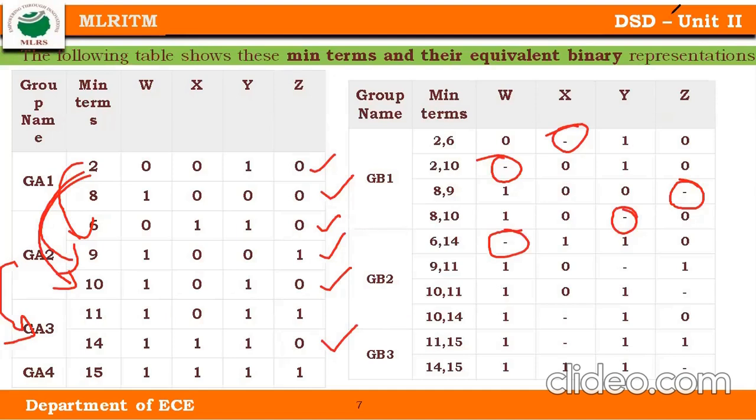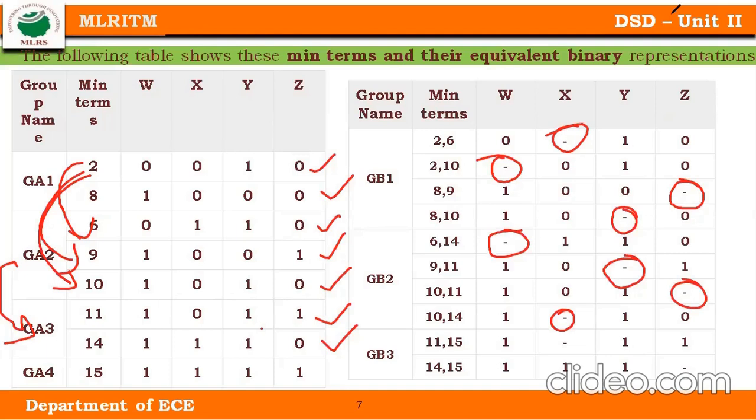Then come to 9 and 11. Okay, 9 and 11, no change, no change, a change. So here it is a change, mark it, and tick mark 11. Then 9 and 15, there are two changes, two zeros, two ones, leave it. Then 10 and 11, only one position is changed, it is already ticked, no problem. Then 10 and 14, 1 1 0 1, the second position is changed, other things are same, so 14 is also marked. Then 10 and 15, two changes, leave it.